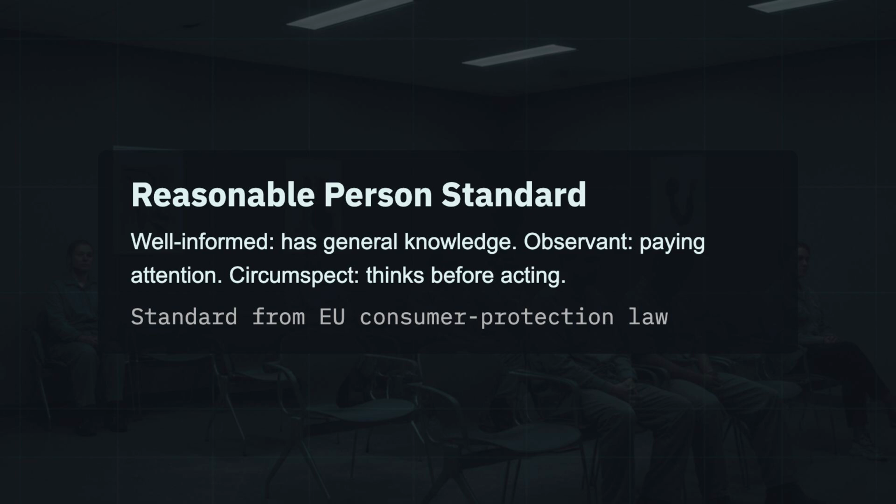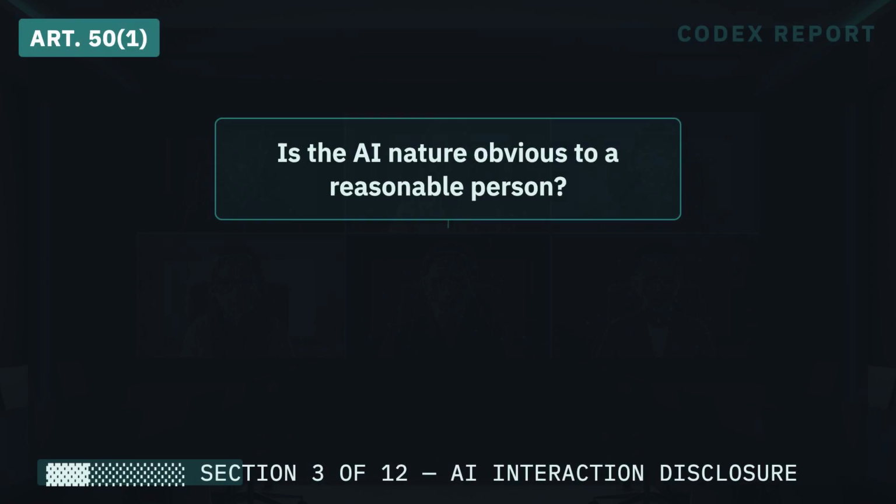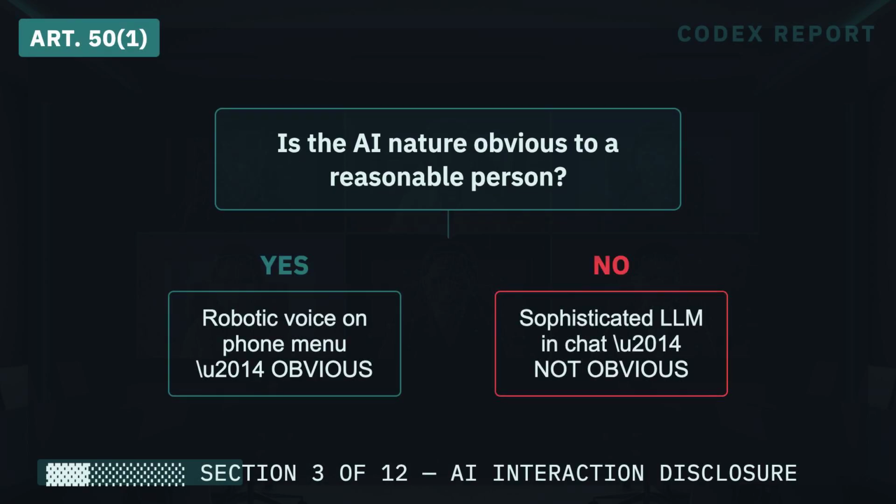Third, the exception. The obligation does not apply where the AI nature of the system is obvious from the point of view of a natural person who is reasonably well-informed, observant, and circumspect, taking into account the circumstances and the context of use. This is borrowed language. The reasonably well-informed, observant, and circumspect formulation comes from established EU consumer protection law. It is an objective standard, not what any particular person would find obvious, but what a reasonable person, paying ordinary attention, would recognize.